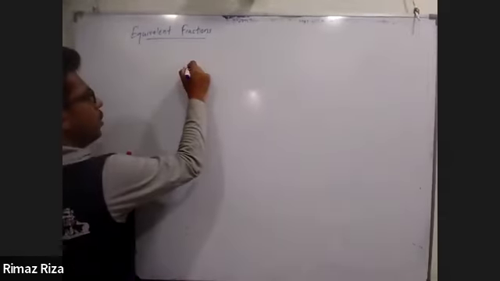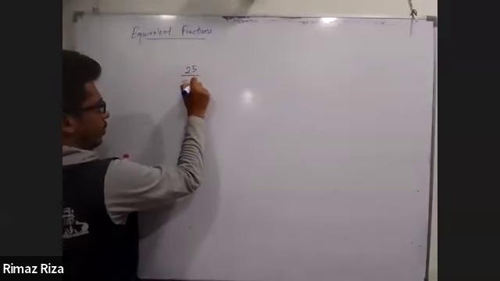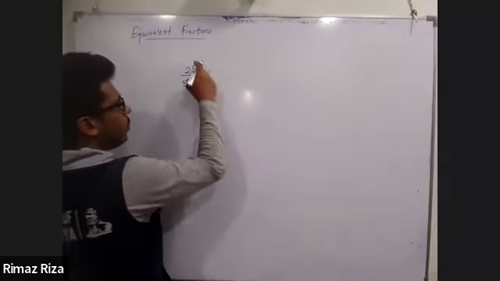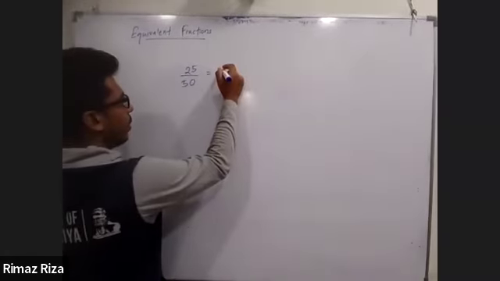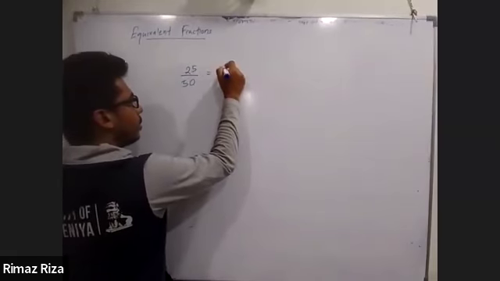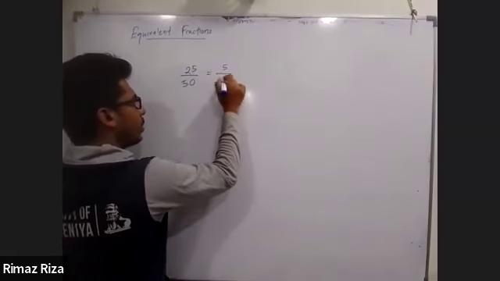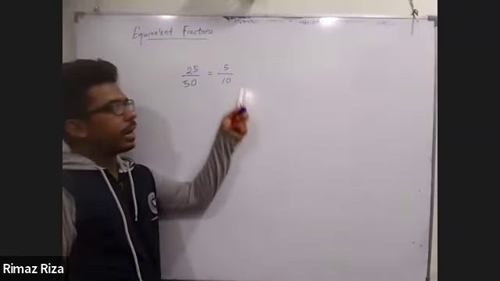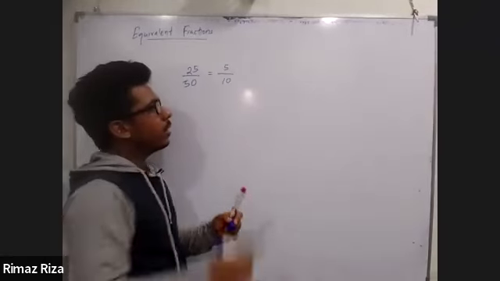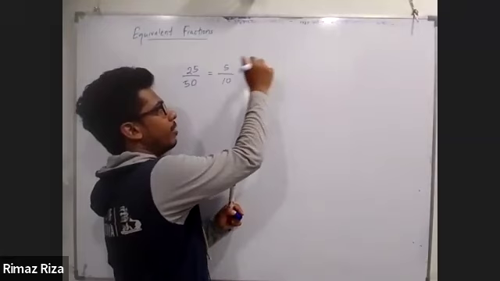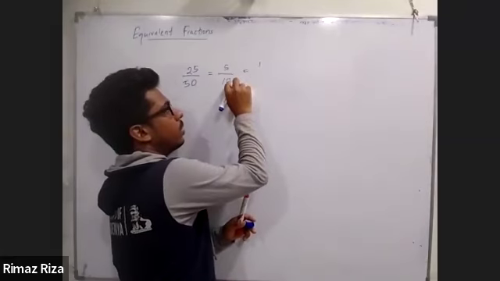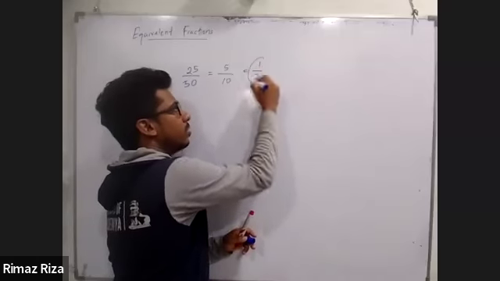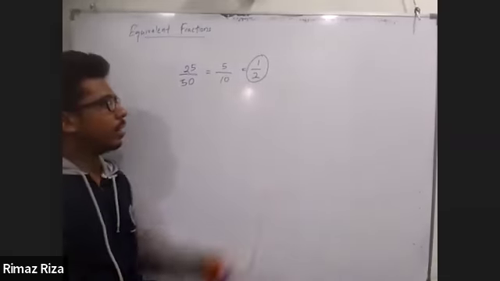Now, for example, 25/50. Last example, last question. So I told you we can divide by 5. So if I divide by 5, 25 divided by 5 is 5, and here 10. But this is not the simplest form because I can further divide the numerator and denominator by 5. So 5 divided by 5 is 1, 10 divided by 5 is 2. So this is the simplest form because now no longer you can divide.